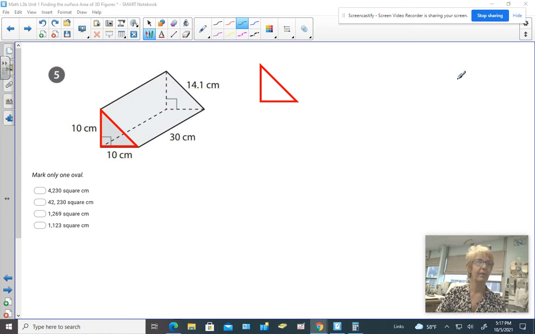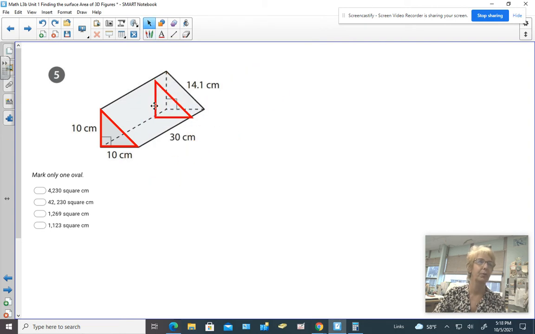We're looking at number 5, which is a prism, and more specifically, it's a triangular prism. And if we want to get really fancy, we can say that it's a right triangular prism. And why are we calling it that? Because the triangle bases, which I have highlighted in red, are right triangles.